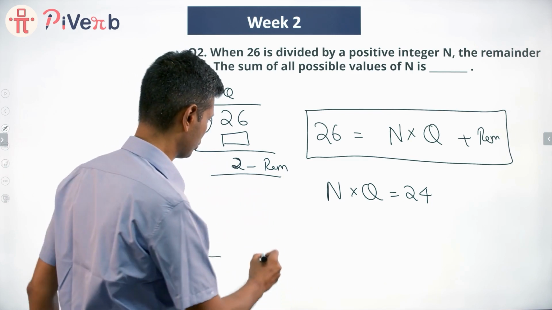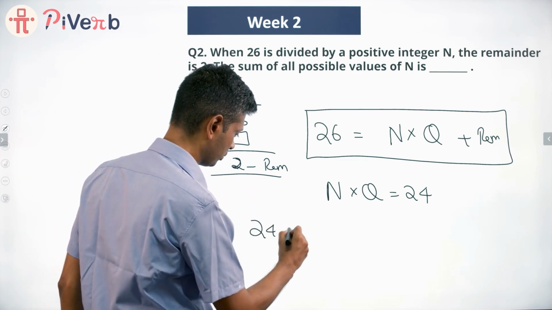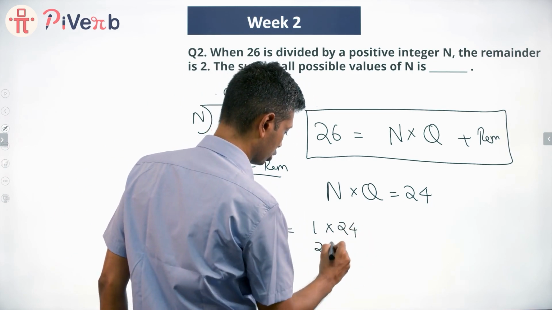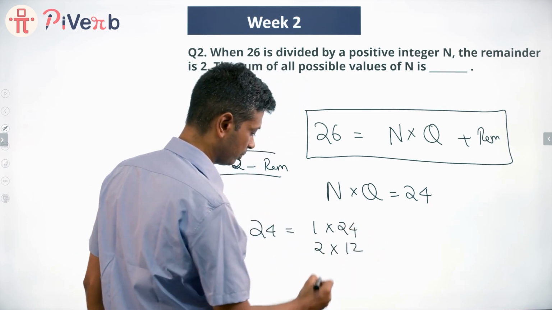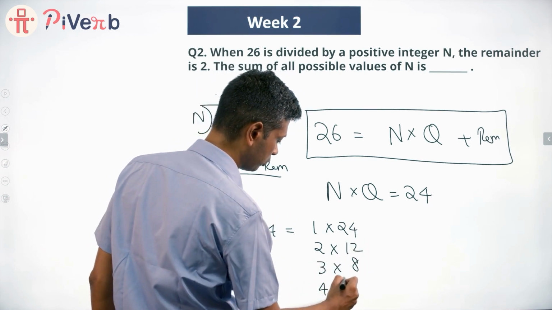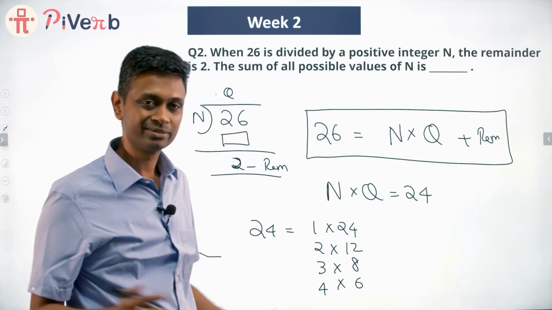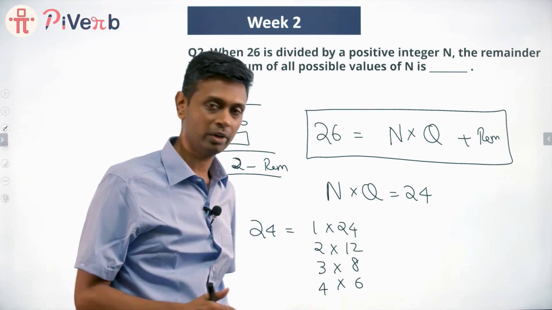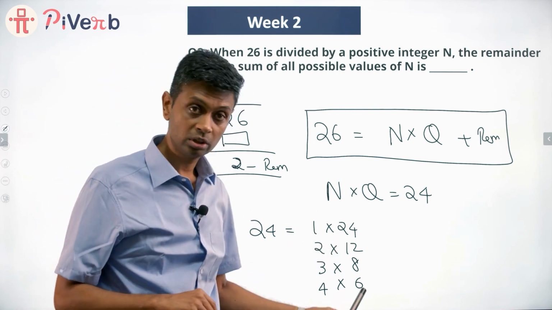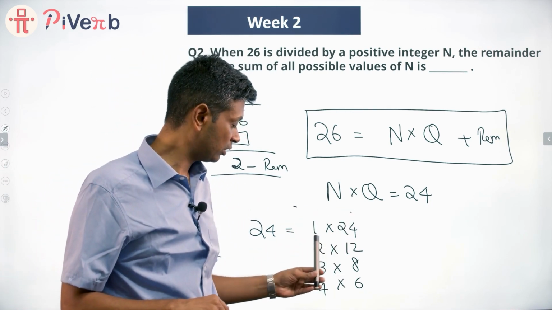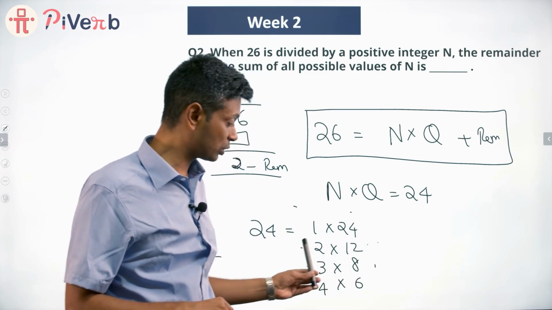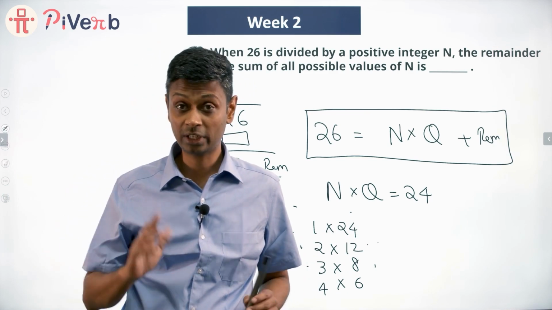So I'm going to write down factors of 24. 24 can be written as 1 into 24. 1 and 24 are factors. Can be written as 2 into 12. 2 and 12 are factors. Can be written as 3 into 8. 3 and 8 are factors. Can be written as 4 into 6. 4 and 6 are factors. After that, we'll come back to 6 into 4, 8 into 3. These are all factors. Or n could take any of these values. If n is 1, q is 24. If n is 2, q is 12. If n is 3, q is 8. If n is 12, q is 2. So any of these values n can take.